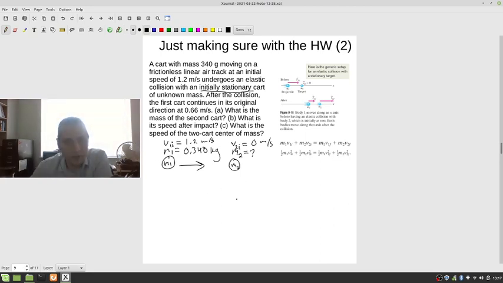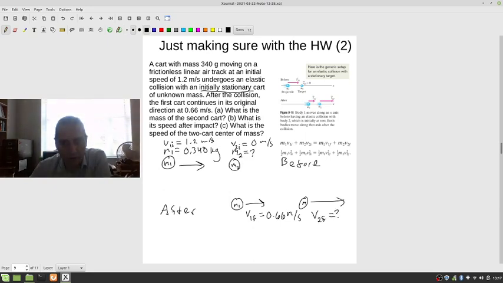Okay, so that's your before. Now your after is going to be a situation where your M1 is going more slowly. Same mass, different speed. So this is your before, and here's your after. And in this case, the V1 final, they give you as 0.66 meters per second. The M2 presumably is speeding off in this direction, and it has now some V2 final that we don't know.